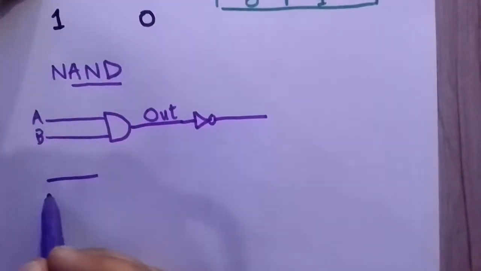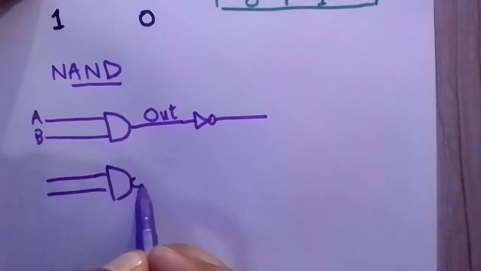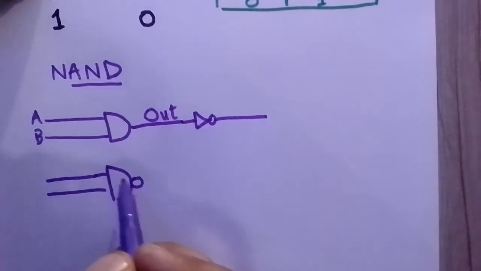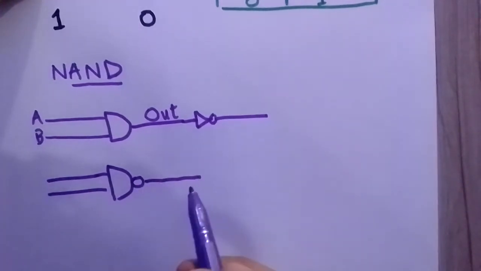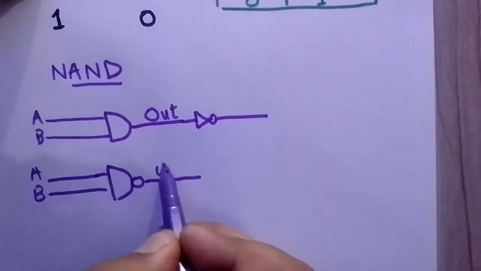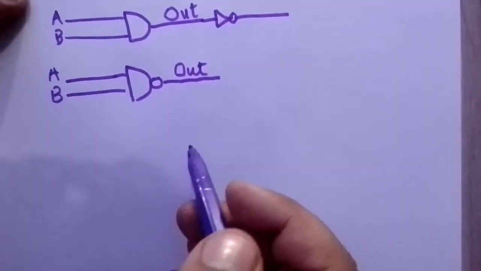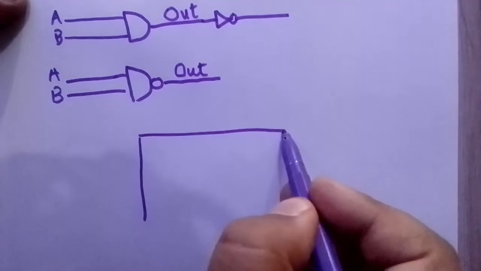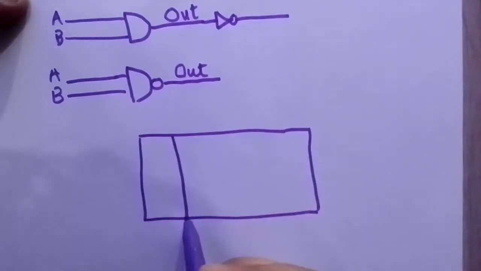Okay, so this is the NAND gate. This is the symbol of NAND gate, an AND gate with this circle. Okay, so this is the symbol of digital AND gate. It will have two inputs and one output. Okay, now let us see the truth table of digital AND gate.